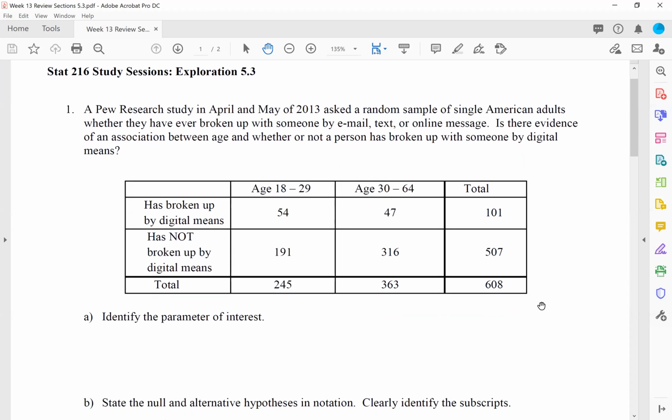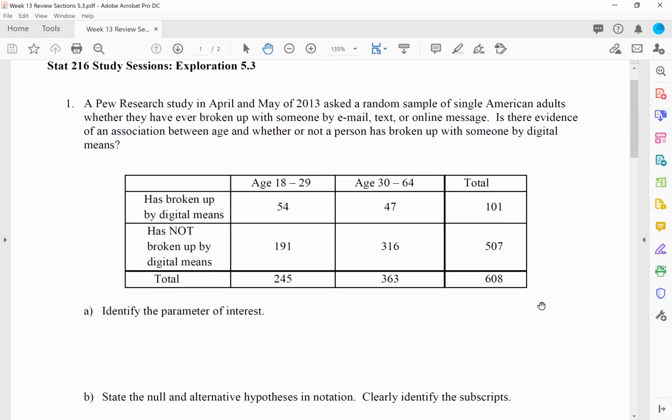Yes. All right, so we're looking at a Pew Research study in April and May of 2013. They asked a random sample of single American adults whether they have ever broken up with someone by digital means, email, text, or online message. Is there evidence of an association between age and whether or not a person has broken up with someone by digital means? What we've learned with two-way tables is the explanatory variable is always going to be our columns, and the response is the rows.